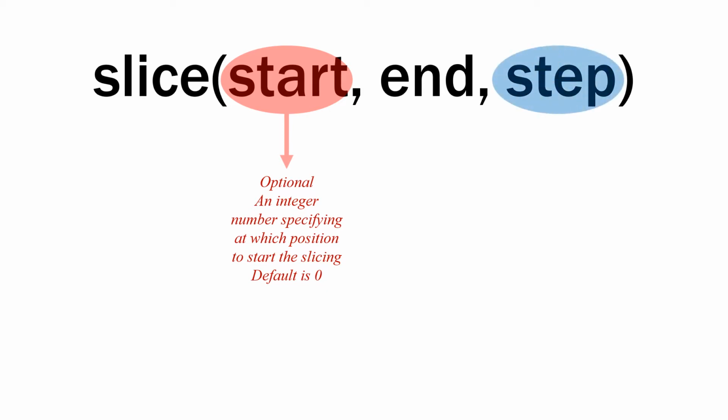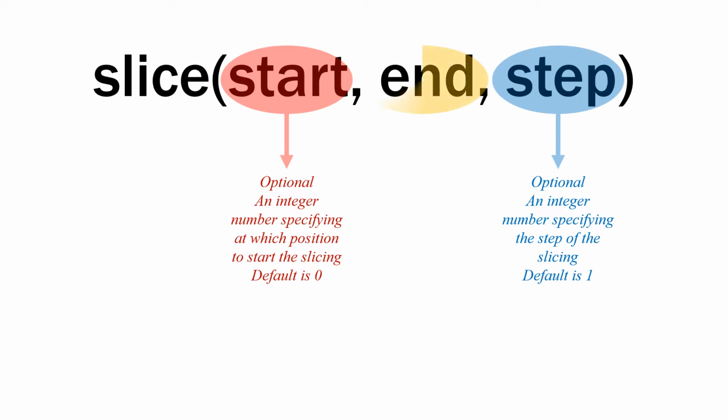Then the last parameter, step, is also an optional parameter, which is again an integer number that specifies the step of the slicing. That is, whether you want to leave one number and then take the second number, or leave two numbers and then take the third number, and so on. By default, the value taken for the step parameter here is 1.